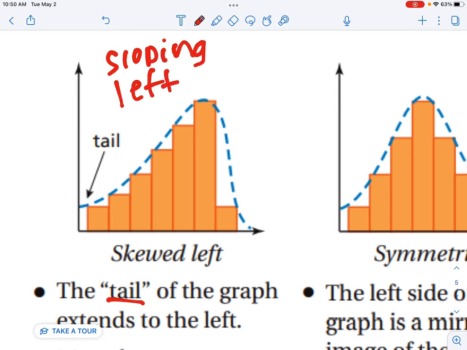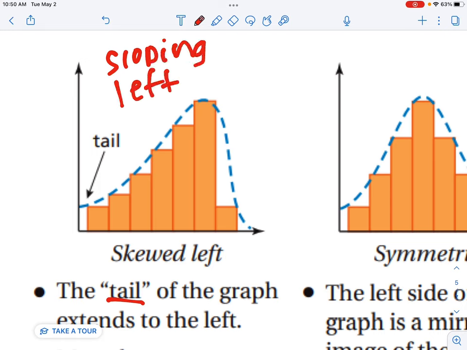So then this last one is skewed right, and that's just the opposite of being skewed left. It means the tail of the graph extends to the right, so it's sloping down to the right, and most data is on the left over here, sloping down to the right like a slide. Okay, so those are the differences between those three. We have skewed left, and it's sliding down on the left. We have symmetric, which is about the same on the right and the left, and then skewed right means it's sloping down to the right, and most of the data is on the left.